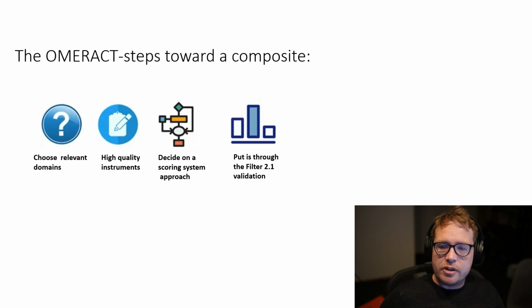These are the steps toward the composite measures as defined by OMERACT. Step 1 is to choose the relevant domains. Step 2 is to select high-quality instruments. Step 3 is to decide on a scoring system approach, weighing or not. And step 4 is validation, putting it through filter 2.1.